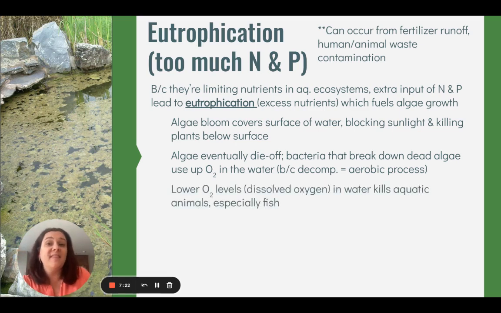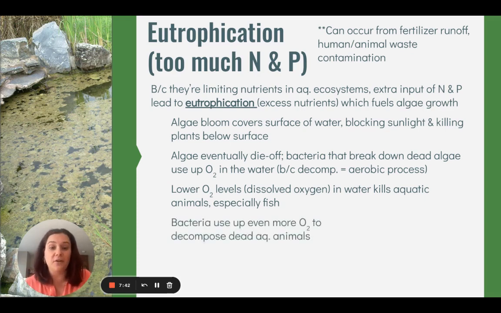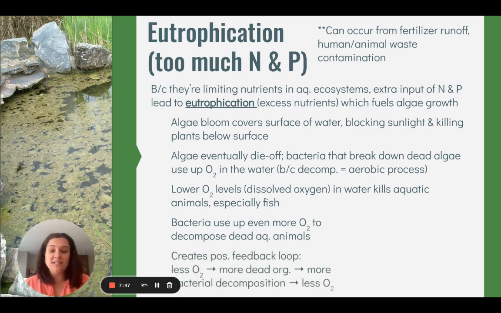Decomposition is an aerobic process. That means it uses oxygen. If it's using up oxygen, I'm going to have lower oxygen levels. And again, I've just killed off most of my plants that might replenish some of that oxygen level. So we get these really low oxygen levels. Obviously, fish and other aquatic life can't survive in low oxygen levels, so they die off. Bacteria starts to decompose them. They use up even more oxygen. We get this positive feedback loop. And eutrophication will eventually lead to pretty much dead water sources, aquatic ecosystems.